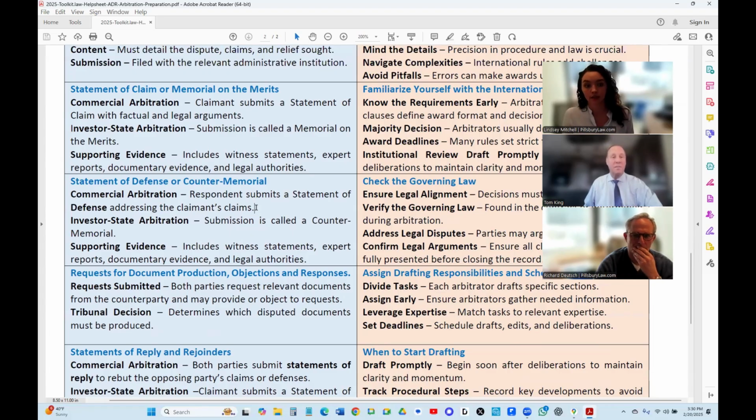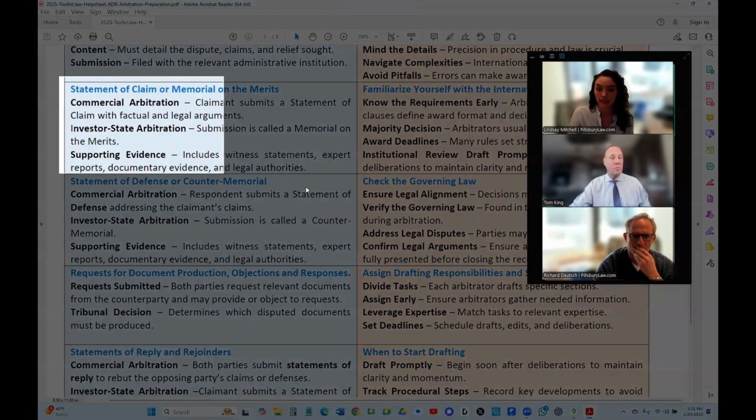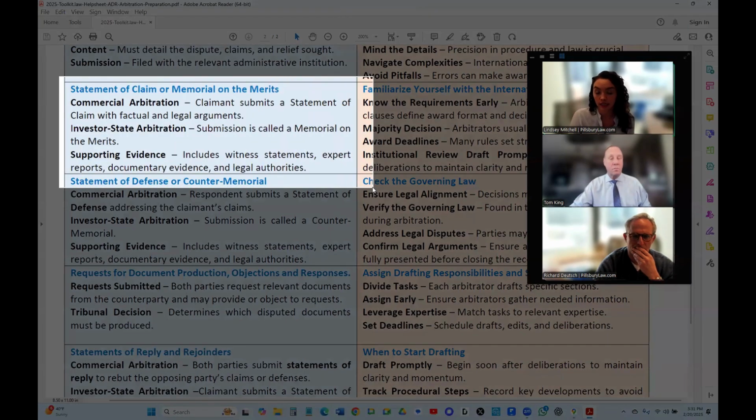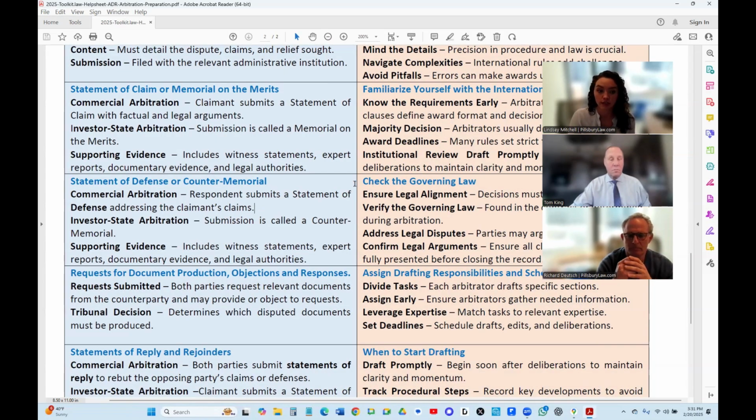So once you get all of that out of the way, then the parties can move on to submitting the initial statement of a claim in a commercial arbitration, or in an investor state case, it would be called the memorial on the merits. So this is going to serve as the major foundation of the claimant's case. So they're going to present all of their factual and legal arguments in much greater detail than they did in that initial notice that they filed. And this also will probably include witness statements, those expert reports we talked about, documentary evidence, and legal authorities.